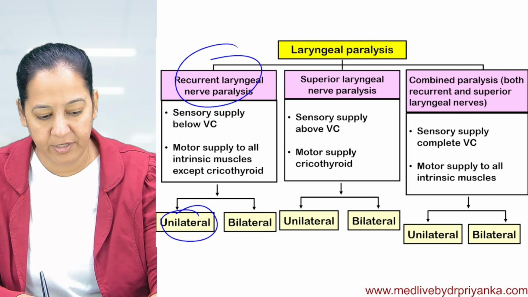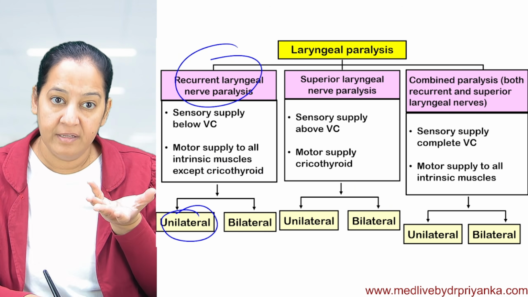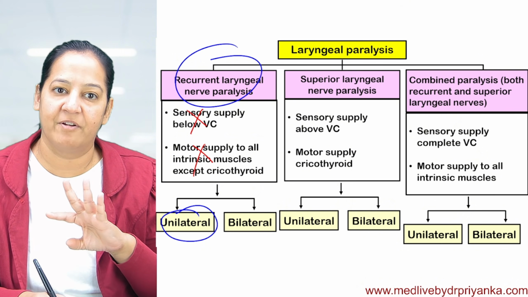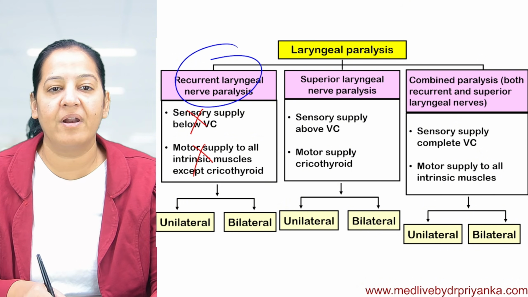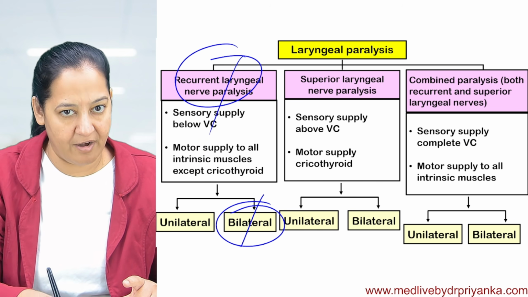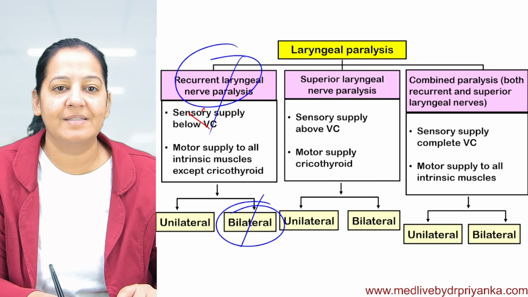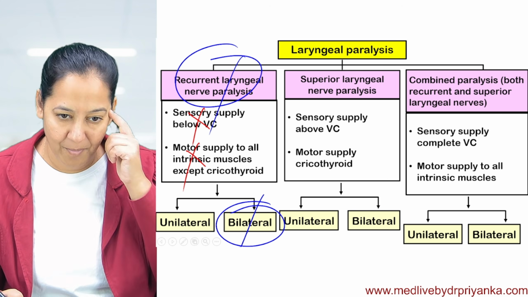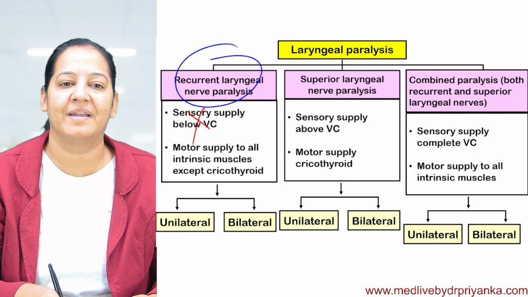So in unilateral RLN, unilaterally, this sensory supply will be gone and this motor supply will be gone. If I teach you bilateral RLN paralysis, bilaterally this sensory supply and this motor supply will be gone. Common sense. You just keep on applying like mathematics.